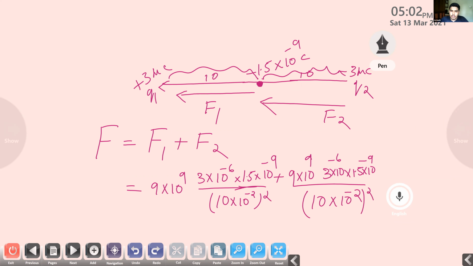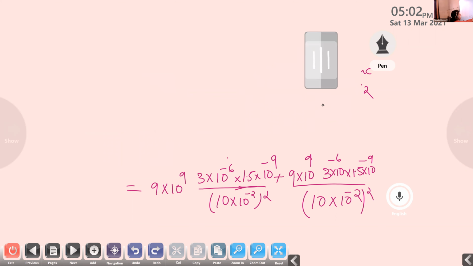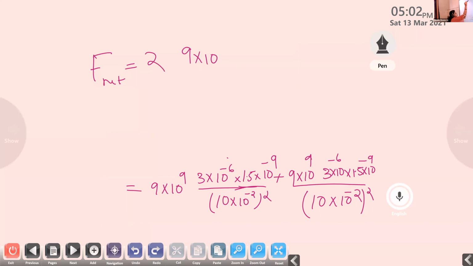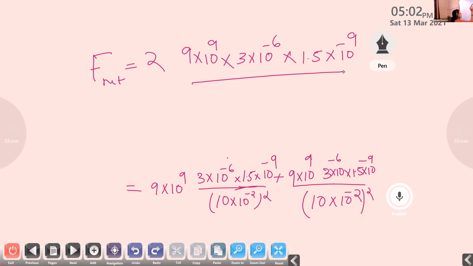Ma'am, it is 10 × 10^-2 whole squared, right? Yes, 10 × 10^-2 whole squared. So here the numerator and denominator have the same terms repeated. We can write the net force equal to 2 times 9 × 10^9 × 3 × 10^-6 × 1.5 × 10^-9 divided by 100 × 10^-4.